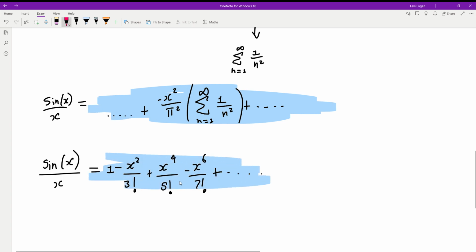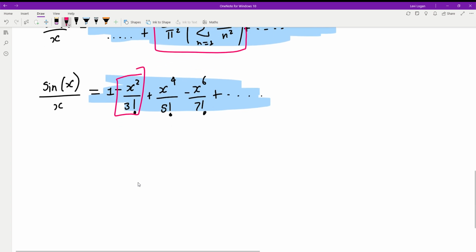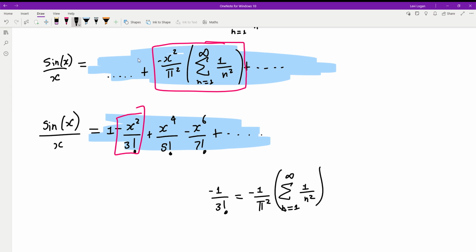Now, that means the x squared term, in other words this term here, must be equivalent to this term here. In other words, we're equating coefficients. Because if you took out a factor of x squared, that means negative 1 on 3 factorial should be equal to negative 1 on pi squared times our infinite sum. Because there's no other x squared terms in this infinite series here, only this bit, and that must be equivalent to that because they're both equal to sine x on x. So what we have here is a really simple equation here.